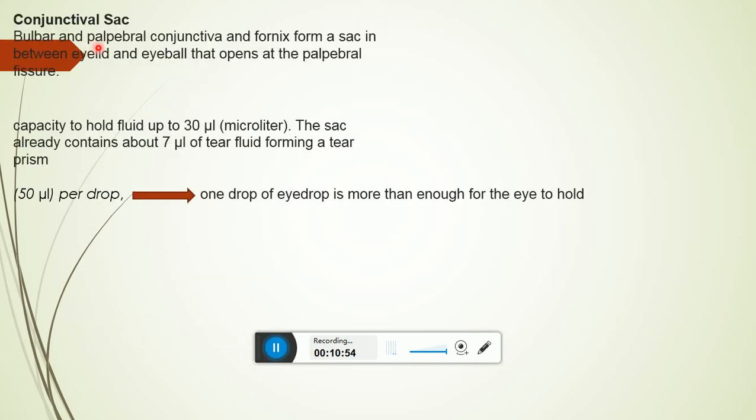Conjunctival sac. The bulbar and palpebral conjunctiva and fornix form a sac in between the eyelid and eyeball that opens at the palpebral fissure. It has the capacity to hold fluid up to 30 microliter. The sac already contains about 7 microliter of tear fluid, forming a tear prism. There is about 50 microliter in one drop. So one drop of eye drop is more than enough for the eye to hold.